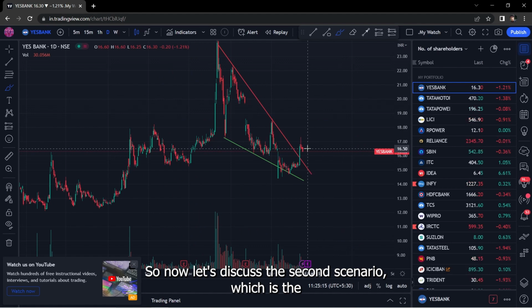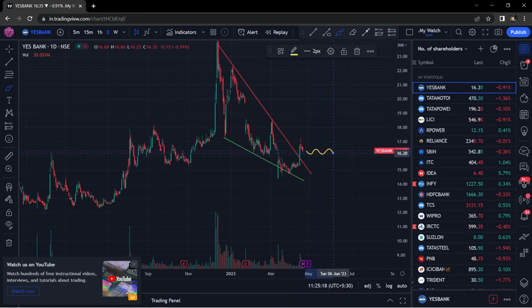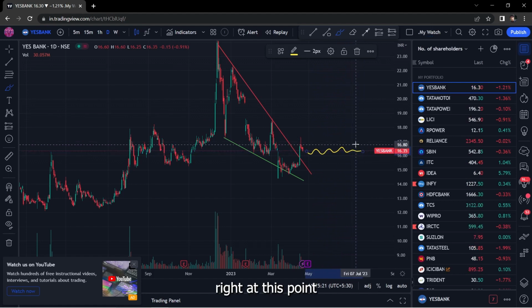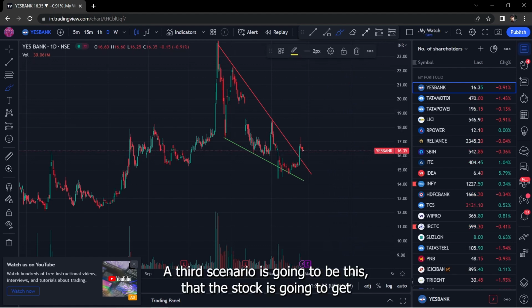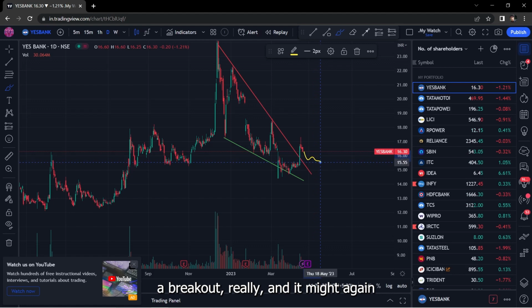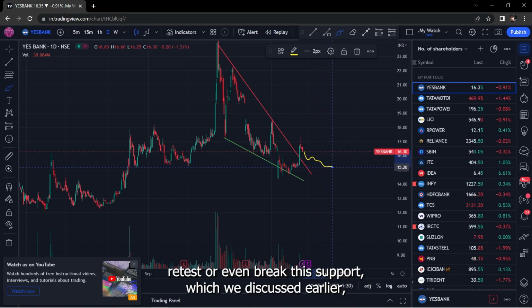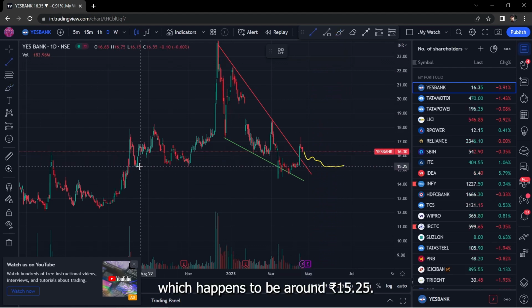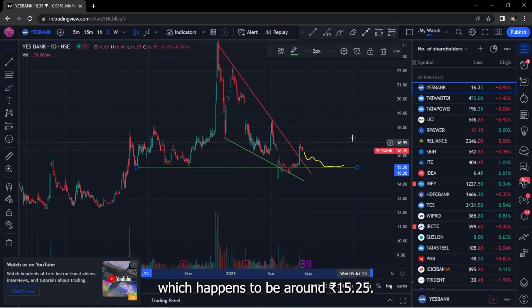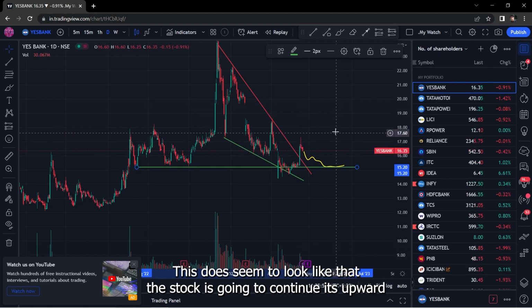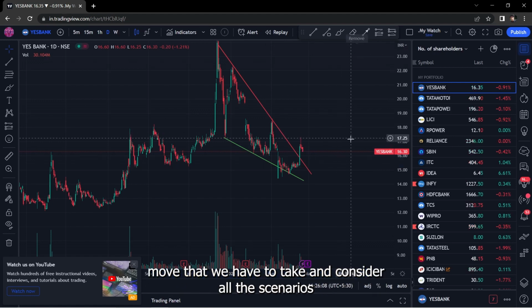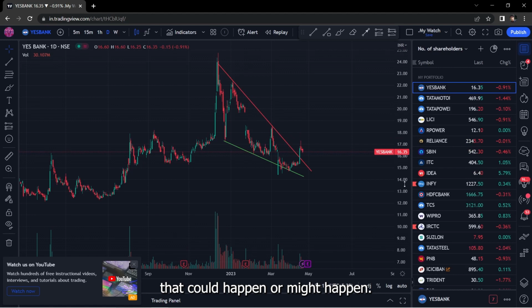So now let's discuss the second scenario, in which the stock is going to consolidate right at this point, between 17 and 16 rupees a share. The third scenario is that the stock is going to give a breakout failure and it might again retest or even break this support which we discussed earlier, which happens to be around 15.25 rupees. But this is going to be less probable because the stock gave 8.47% returns. It does seem like the stock is going to continue its upward move. We have to consider all the scenarios that could or might happen.